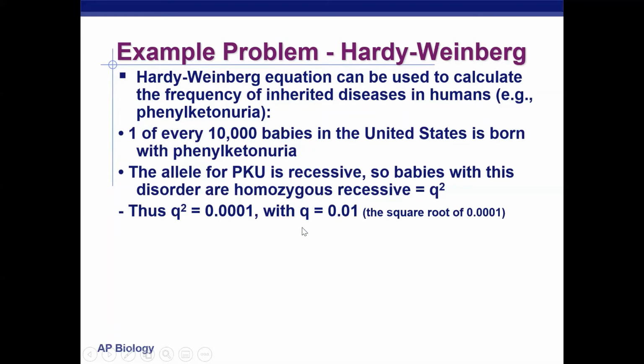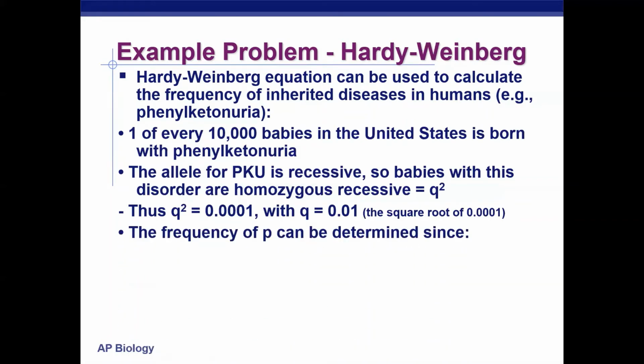Now, if we have q, we could figure out p pretty easily, the dominant allele frequency, because remember, p plus q equals 1. So we could solve for p. p then would equal 1 minus q. And hey, we already have q up here. So p equals 1 minus 0.01, which equals 0.99. And 0.99, that is our dominant allele frequency. This is our recessive allele frequency. And this once again was our homozygous recessive genotype over here.